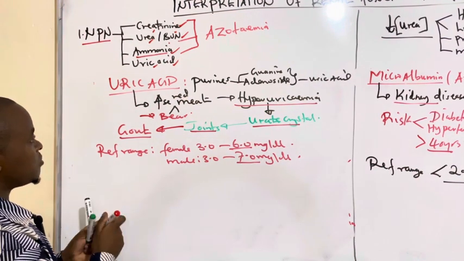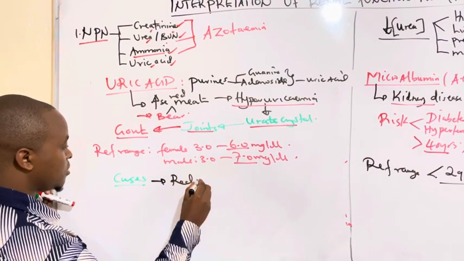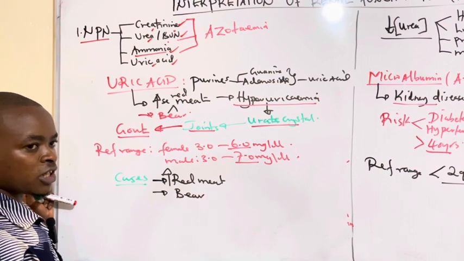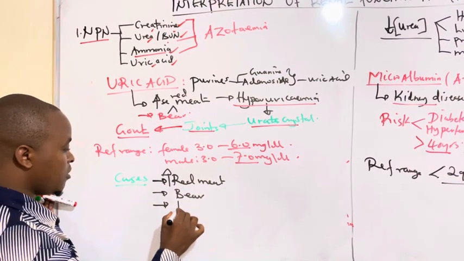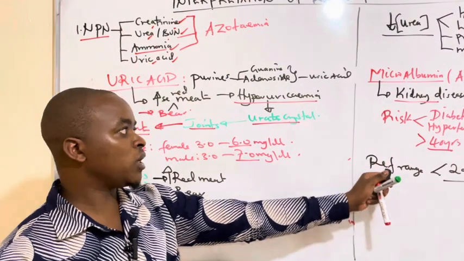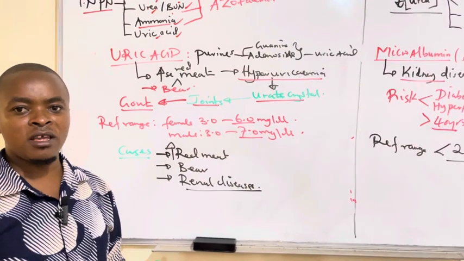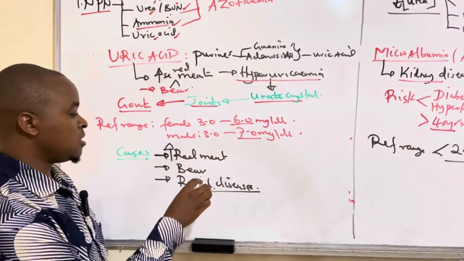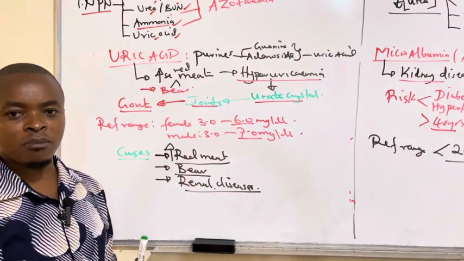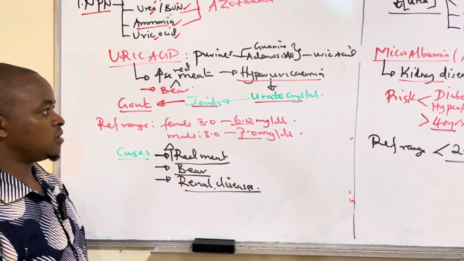And the causes we have seen of hyperuricemia is increased intake of red meat. Whenever you have been taking increased red meat, you are at risk of developing hyperuricemia. You have been taking much beer. These alcoholic drinks can lead to this. And also it can be due to renal diseases. Uric acid is also excreted via the urine. So we can see kidney diseases also causing elevated uric acid. So whenever you have renal failure, it can also lead to hyperuricemia. So renal diseases, much intake of beer, and much intake of red meat can result in hyperuricemia. And increased purine metabolism. Whenever you have increased purine metabolism, it can also lead to hyperuricemia. So these are the causes we can look at under uric acid.